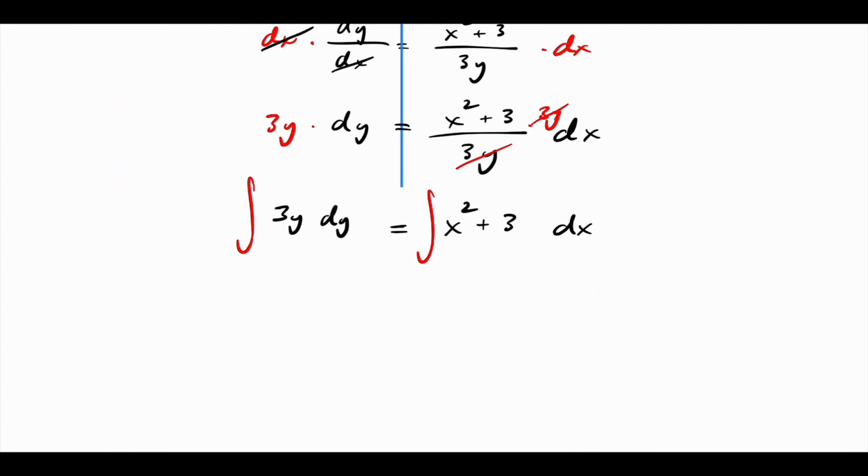We just did a whole chapter where we were doing antiderivatives. This is why. So the antiderivative for 3y is going to be 3y squared divided by 2. We're not going to put a plus c here. I'm going to put it on the other side. We only need one plus c. The other one, the antiderivative of x squared is 1/3 x cubed, plus 3x plus c.